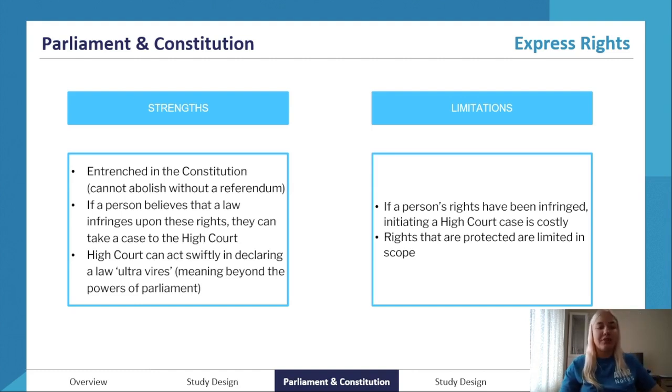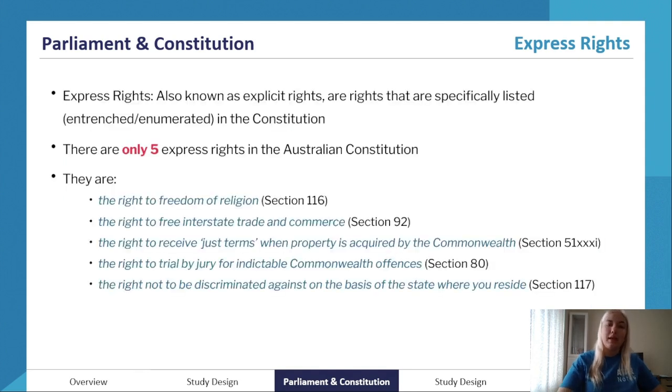So it's obviously a strength that they're entrenched in the Constitution and they cannot be abolished without a referendum. Additionally, if a person believes that a law has been imposed that infringes or breaches any of their express rights, they can initiate a case to the High Court. So, for instance, if a law was introduced that limits my right to freedom of religion, whatever the religion I practice is, then I can initiate a case against the Commonwealth via the High Court to try to get that law declared invalid.